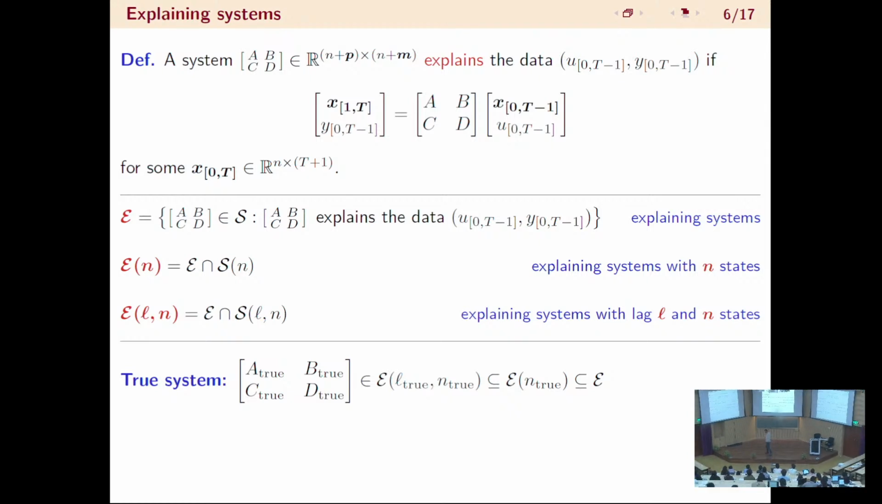That's a good question. I think what you want to ask is, if I have an explaining system with n states, let's say two with n states, can it be that they have different lag? They can. Well, unfortunately, they can. But let me come to that point again, because there is another point where this is going to be relevant to discuss.